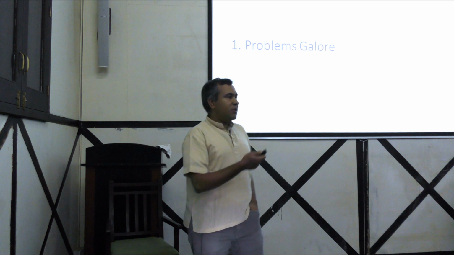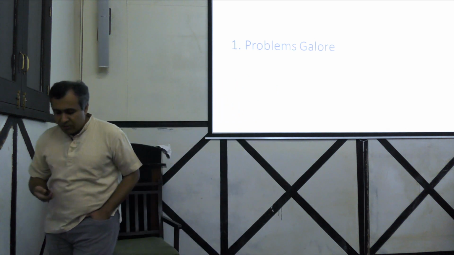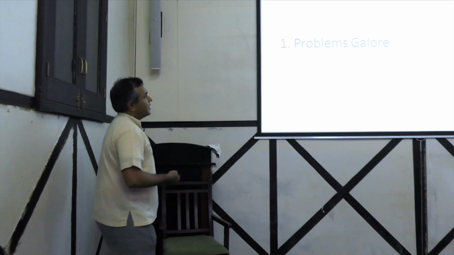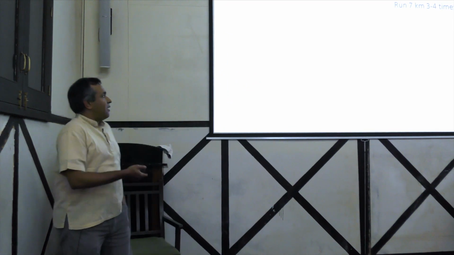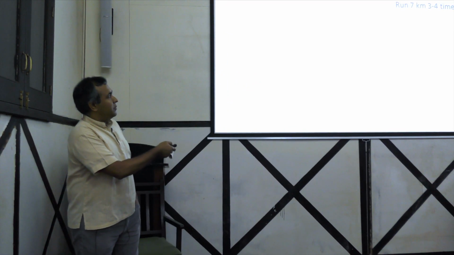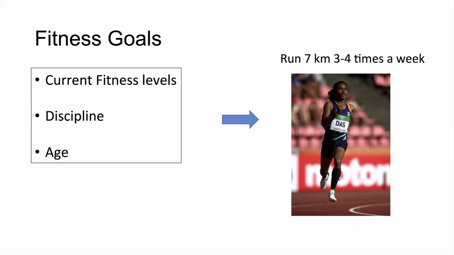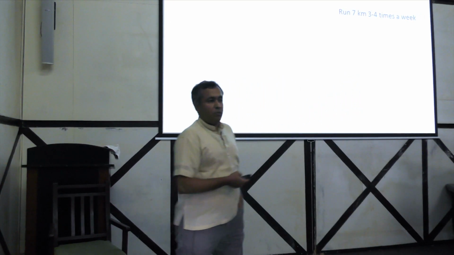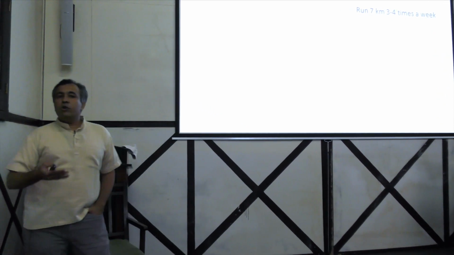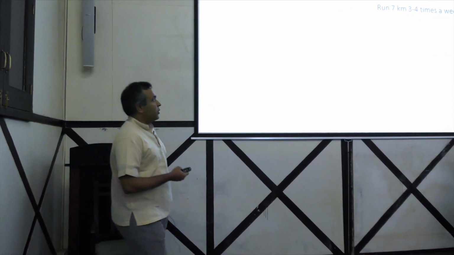Let me start by giving you a variety of tasks. Some of them will not be computational, most of them will be computational tasks. Let's start with something very basic. Suppose a fitness goal, which some of you may have or would like to have. Say I would like to run 7 kilometers 3 to 4 times a week. This is a goal I have. Some others might have a goal that I want to swim 30 or 40 laps thrice a week, or I want to be able to run a kilometer in less than 5 minutes or so.